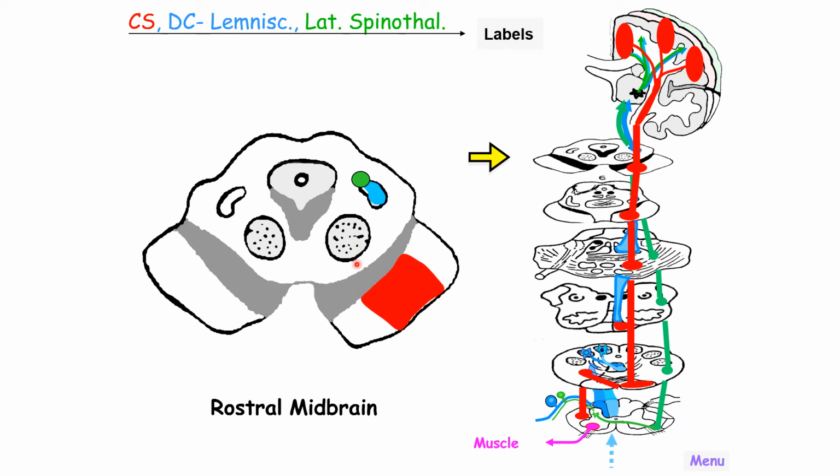As we move into the rostral midbrain, we again see the crus cerebri with the corticospinal tract in the middle third. We also see the red nucleus. And again, we see the medial lemniscus and lateral spinothalamic tract close together.